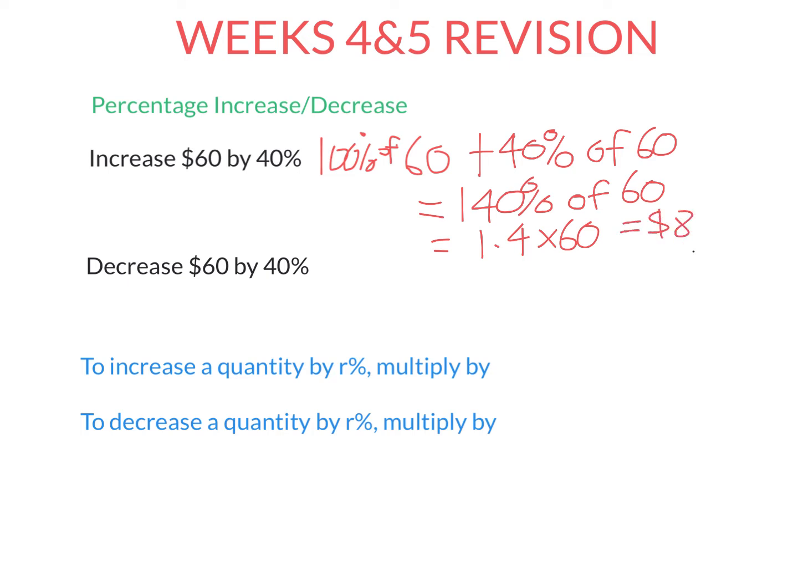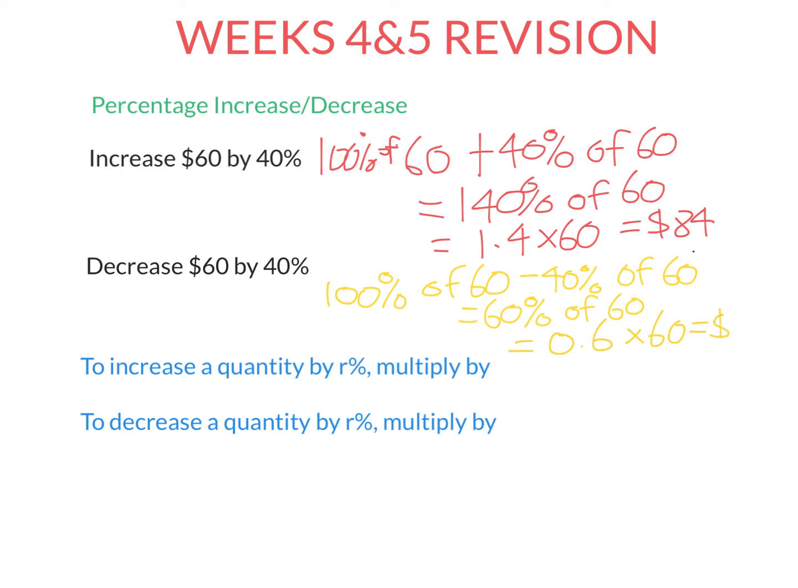What about if we wanted to decrease 60 by 40%? Well, here we're taking 60 or 100% of 60 and we're subtracting 40% of 60. So 100% minus 40% is 60%. So here we're just finding 60% of 60, which is just 0.6 times 60 or $36. So there is a quick way to do it.